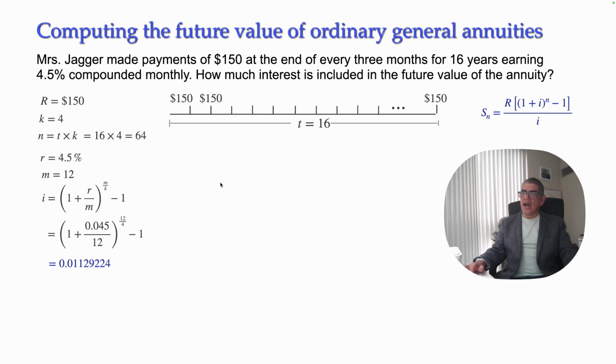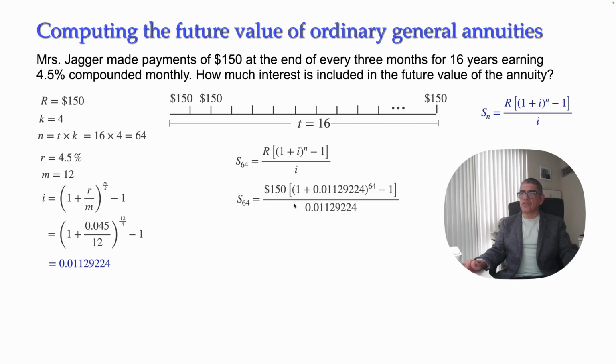So I used the formula of the future value of an ordinary annuity. This is an ordinary annuity because the payments are at the end of every period. This will be the future value after 64 payments. R is 150, i is the number that we computed, and n is 64. So I make a substitution and use the calculator. I already made the computation and found that this is 13,969.79, rounded to 2 decimal places.